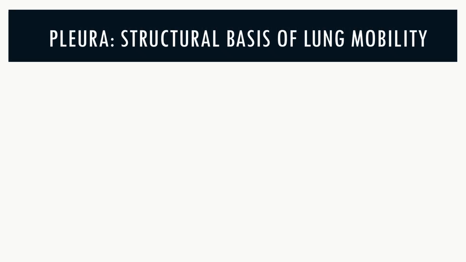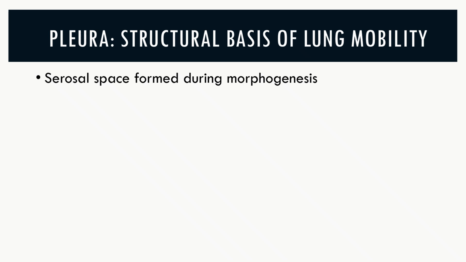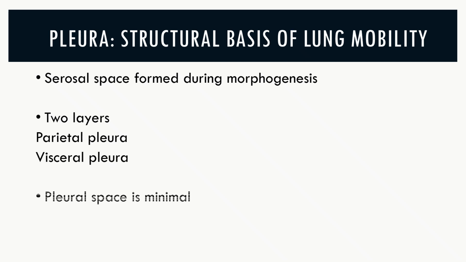Pleura, the structural basis of lung mobility. Mobility of lung depends on a serosal surface that is formed during morphogenesis. This space is lined by two layers, the parietal pleura and visceral pleura. Pleural space itself is minimal because the two pleural layers lie close to each other. A thin layer of serous fluid between them acts as a lubricant and allows smooth movement during respiration.